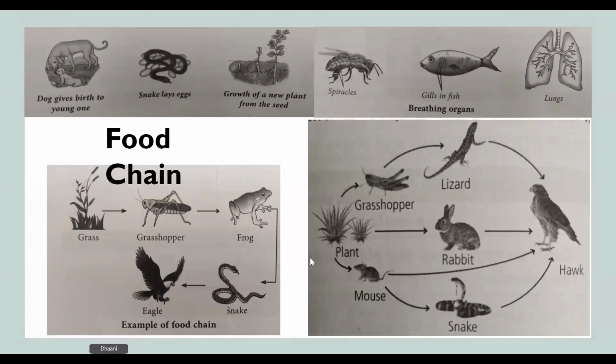This is one of the examples which I have given you over here. Now the grass gets eaten up by a deer also. And who eats the deer? Tiger. A tiger eats up a deer.